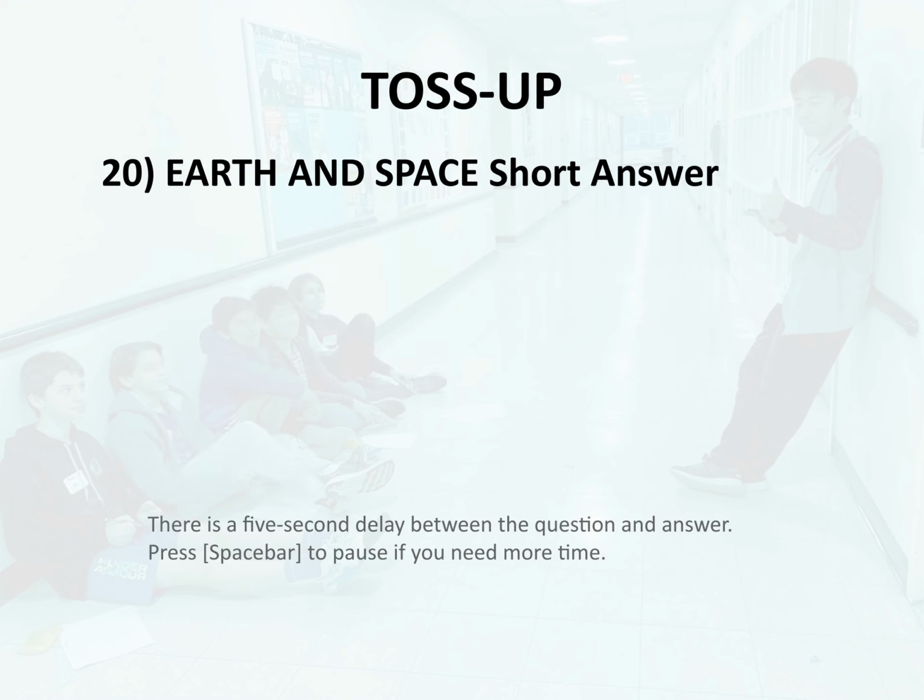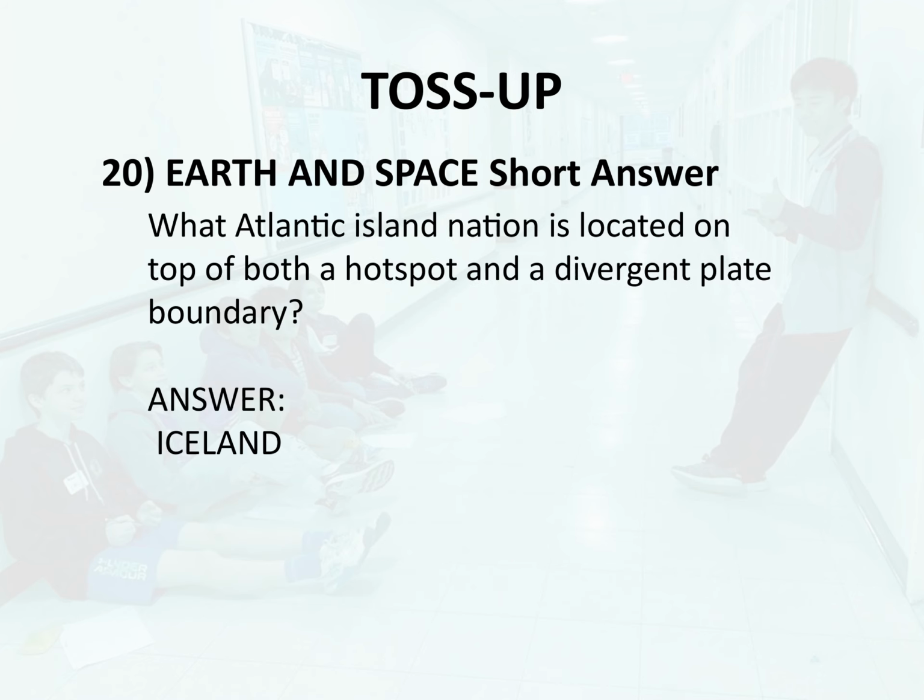Toss-up 20. Earth and space. Short answer. What Atlantic island nation is located on top of both a hotspot and a divergent plate boundary? Answer: Iceland.